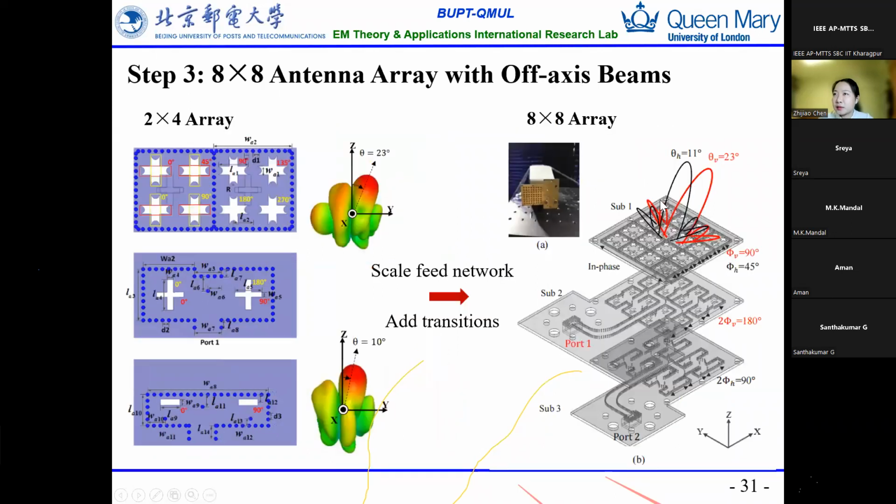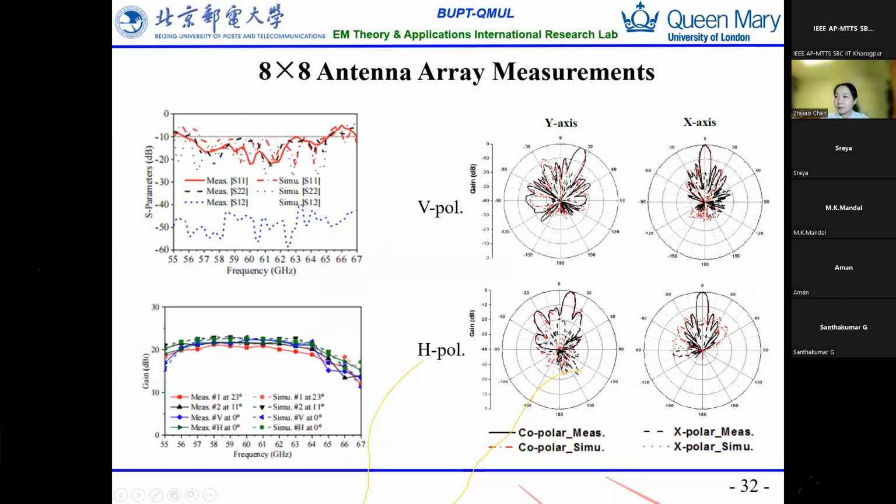And then we extend this 2x4 array to the 8x8 array. And we also fix the feeding network, to make the phase increase or decrease gradually. For example, for the vertical polarization, the phase increase is 180 degrees, and for the horizontal polarization, the phase increase is 90 degrees, and then we achieve this high gain beam in dual polarization pointed to different directions.